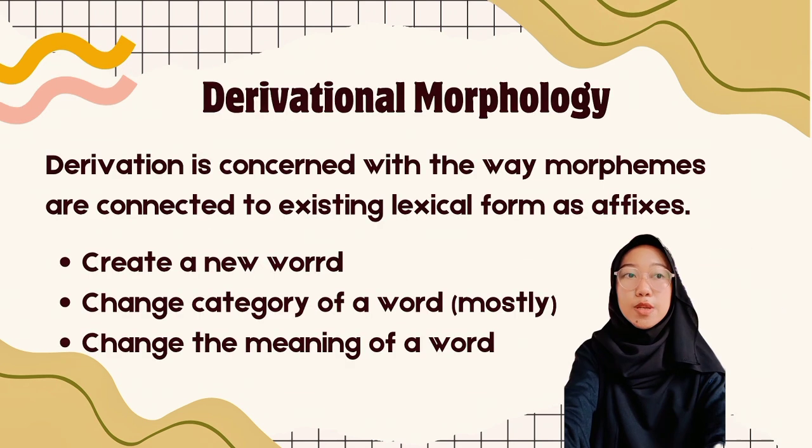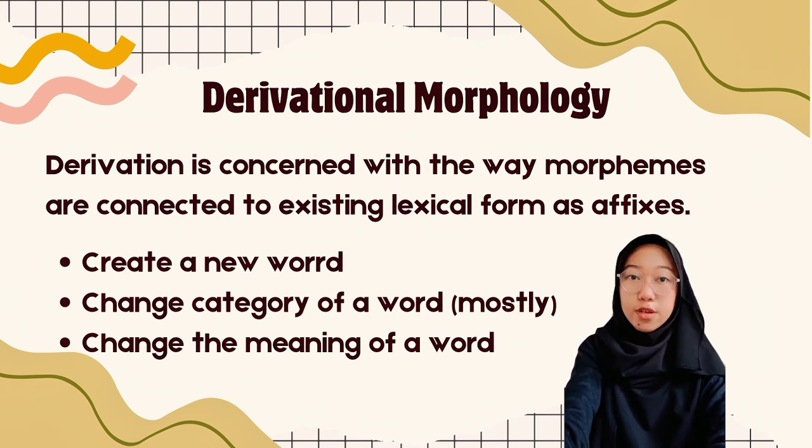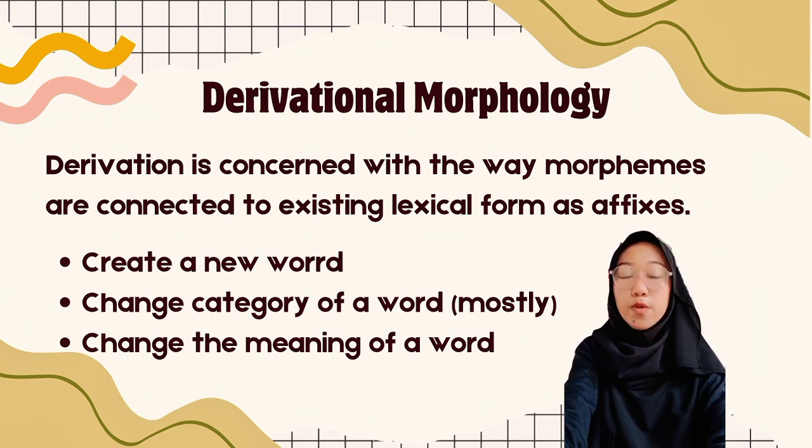The next we will learn about derivational morphology and inflectional morphology. Derivation is concerned with the way morphemes are connected to an existing lexical form as affixes. Derivation has several characteristics. The first is to create a new word, the second, change the category of a word, and the third, change the meaning of a word.